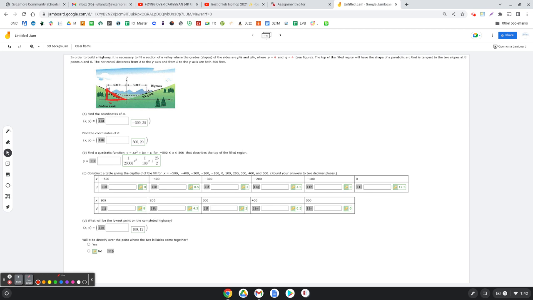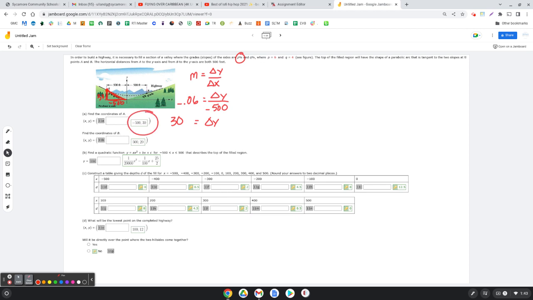Well, I know that this is negative 500, and I know that slope is change in y over change in x. So in this case, I get negative 0.06. That's what 6% is. And that's equal to change in y, which we don't know, over negative 500, which is our change in x. So when we multiply both sides by 500, you get delta y is positive 30, and therefore this point must be negative 500 comma 30.